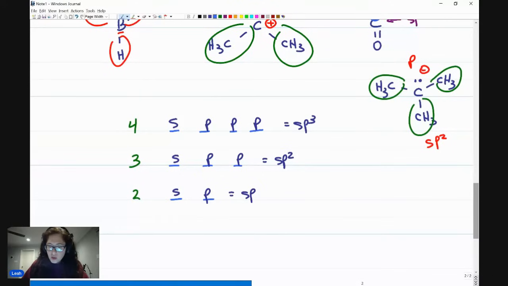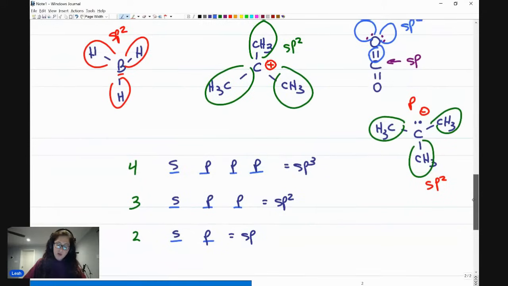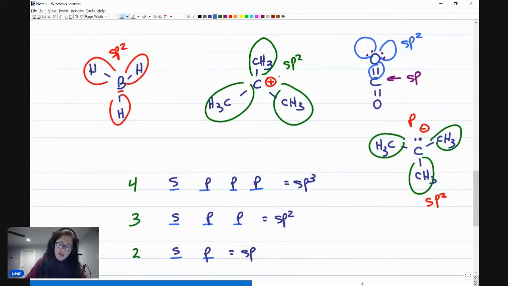Why can we ignore the carbocation? I'm not sure I understand the question of why can we ignore the carbocation. Are you asking why we're not counting the positive charge as one of the groups? If that's the question, the positive charge is not a thing. It's not a pair of electrons. It's not a bond. It's not an atom.